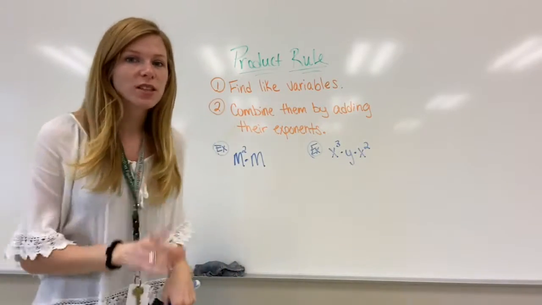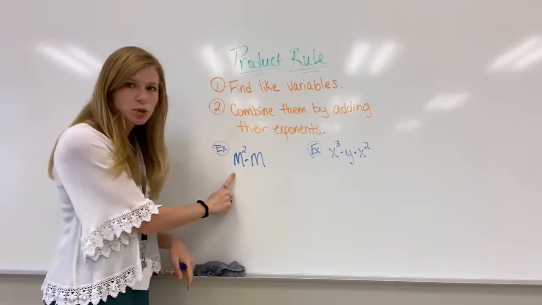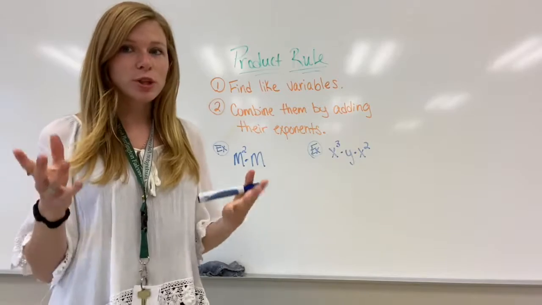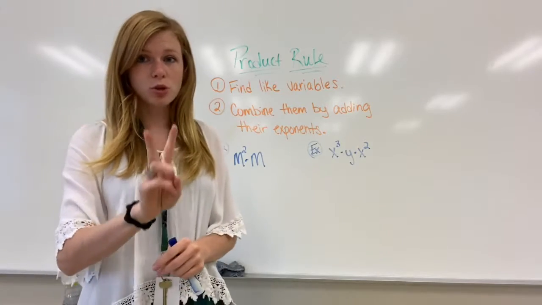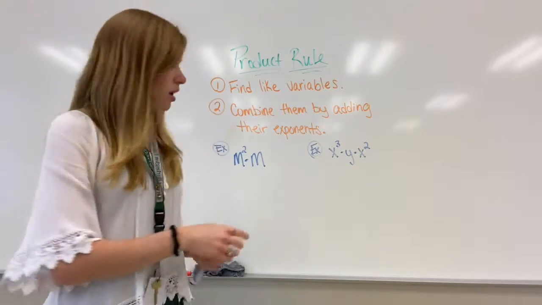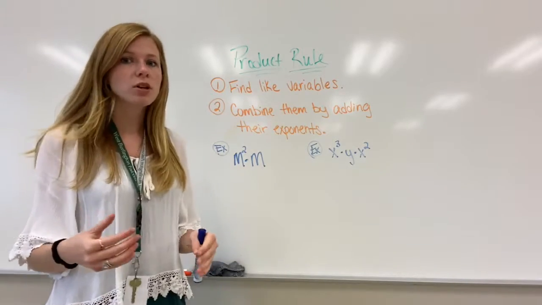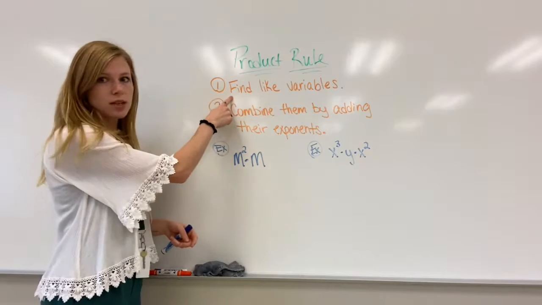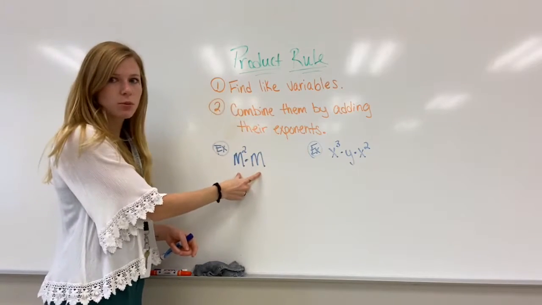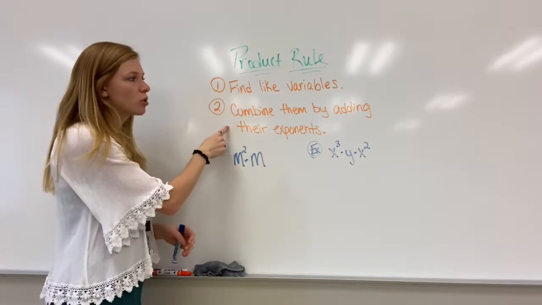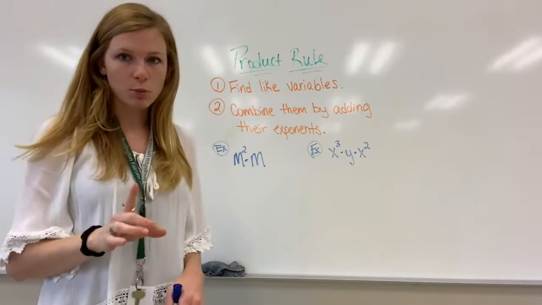So the first example that I have says m squared times m. There's only 2 variables, only 2 terms in this expression. M and m are like variables. So what I'm gonna do is I've already did step 1. I found the like variables. In this case, there were only 2 and they happen to be alike. Now I'm gonna do step number 2 and I'm gonna combine them by adding their exponents.